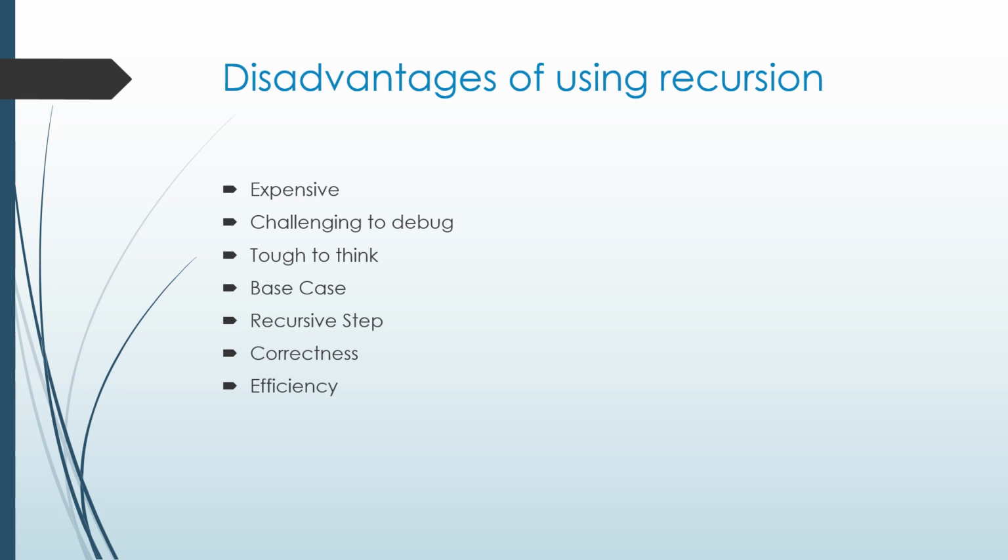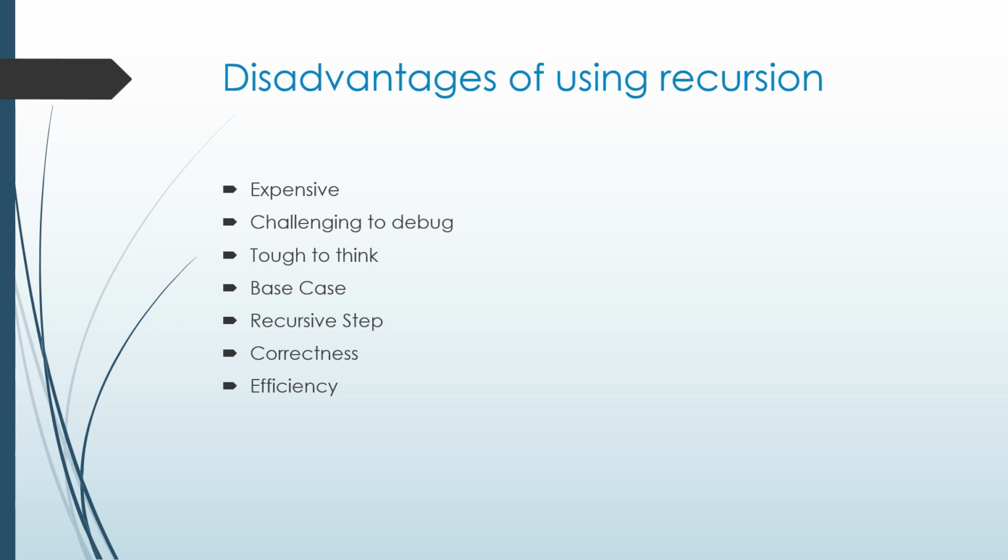Disadvantages of recursion: expensive. A lot of memory and time is taken through recursive calls, which makes it expensive to use. Challenging to debug means recursive functions are challenging to debug. Tough to think means the reasoning behind the recursion can sometimes be tough to think. Base case is nothing but it will always define a base case that directly provides the solution for the smallest possible input. Without any base case, the recursion will continue indefinitely, leading to a stack overflow or an error.